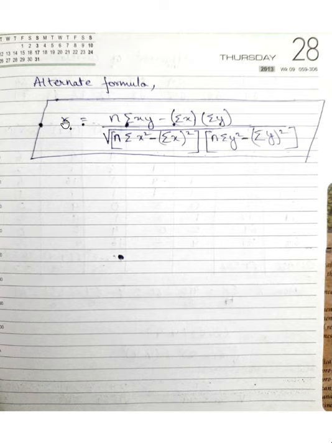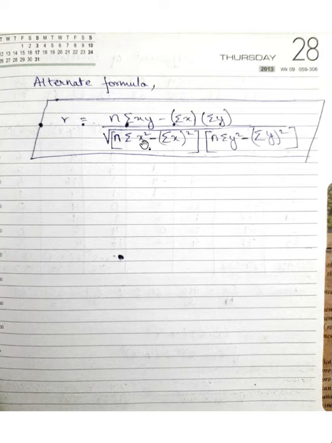So again I repeat, correlation coefficient R is equal to n into summation xy minus summation x into summation y divided by under root n summation x square minus summation x whole square into n summation y square minus summation y whole square.